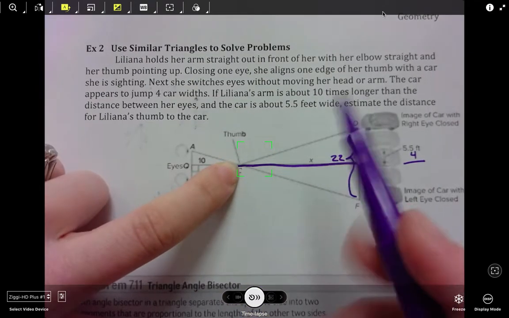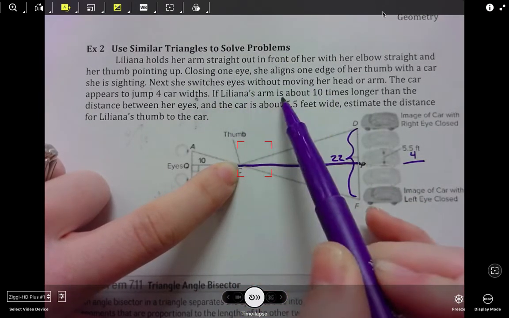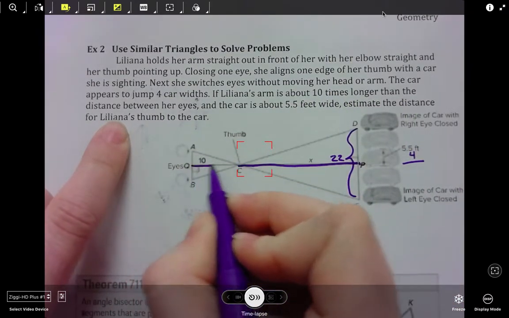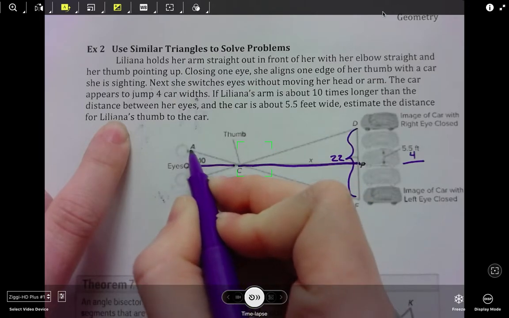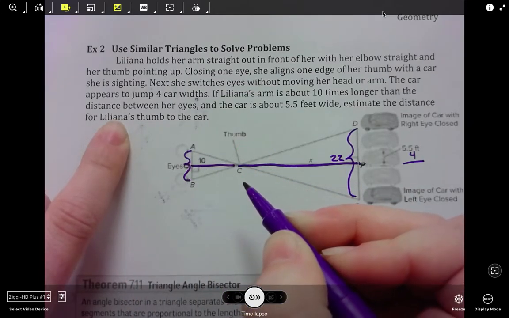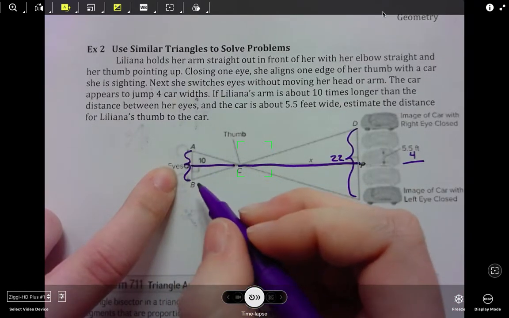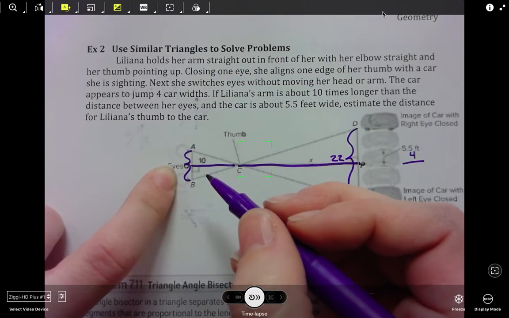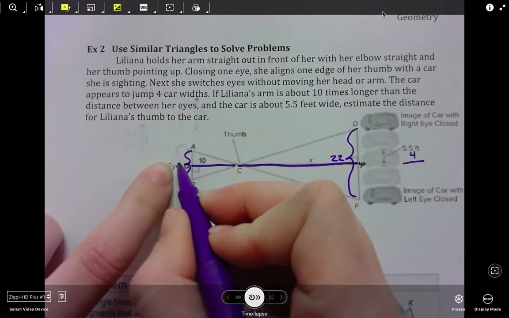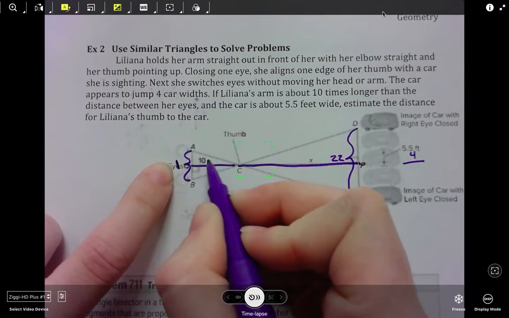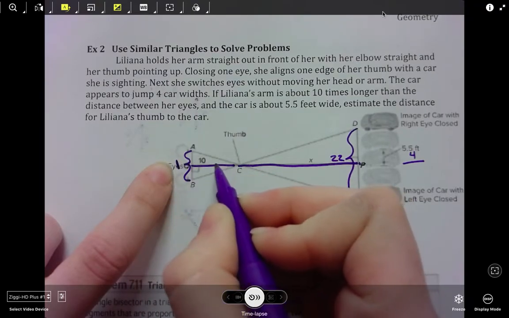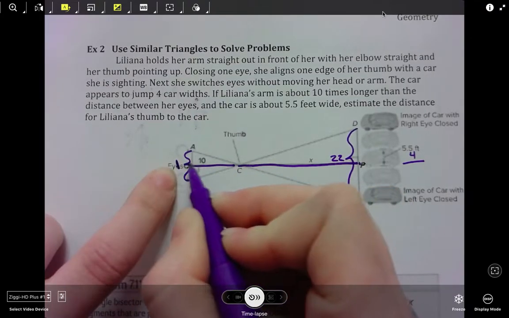Okay. Then it says if Liliana's arm is about 10 times longer than the distance between her eyes, this distance is 10 times longer than the distance between her eyes. Okay, so the distance between her eyes, we really don't know what that is. Maybe it's 4 inches, 3 inches, whatever. We just know that it's in the scale factor of 1 to 10. So if her eyes are 3 inches apart, this would be 30. But we're just going to reduce it down to 1 and 10.